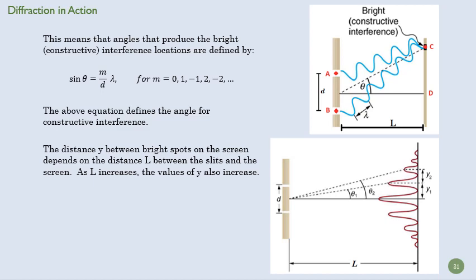Now, the distance y between those bright spots depends not only on these factors up here, but also this distance L, right? This equation defines theta. So if I make L bigger, then the distance between the bright spots here is going to get bigger. As L increases, the value of y, that is the distance between my bright spots, also increases.